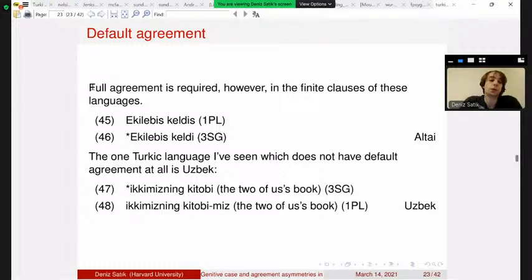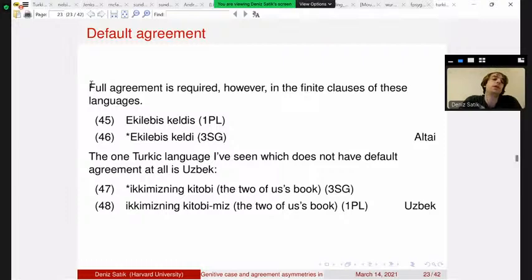And like Turkish, full agreement is required in the finite clauses of these languages. So the two of us came, ikimiz geldik. You can only say ikimiz geldik in Altay. This is one of those languages where default agreement is optional with genitive case. You can never say ikimiz geldi. It's quite bad. So Uzbek stands out.